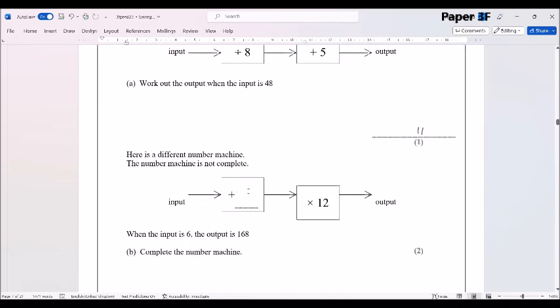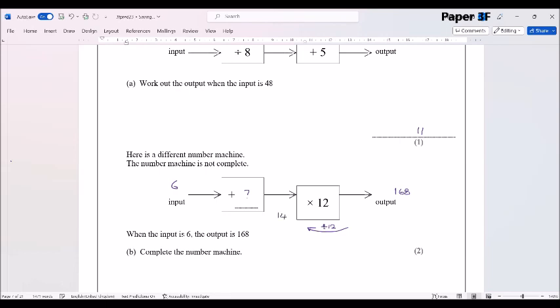Here's a different number machine. The number machine is not complete. We've got an input, we're plussing something and then multiplying that by 12, we get an output. When the input is 6, so 6 plus something times by 12, and the output is 168. So 168 in there. So we're going to go the opposite way around now. The inverse operation of multiply by 12 is divide by 12. 168 divided by 12 is, of course, 14.